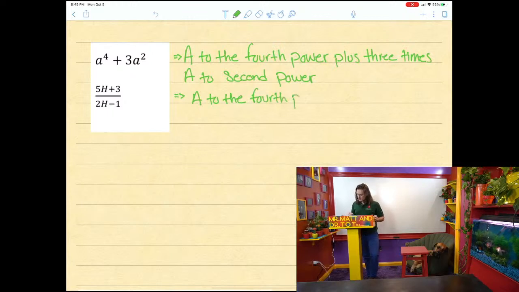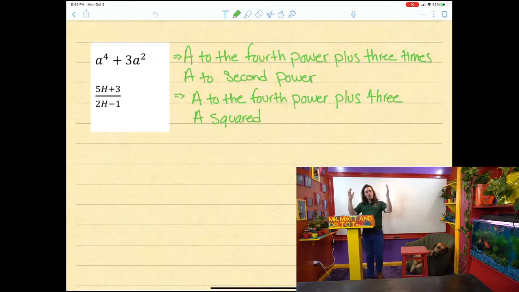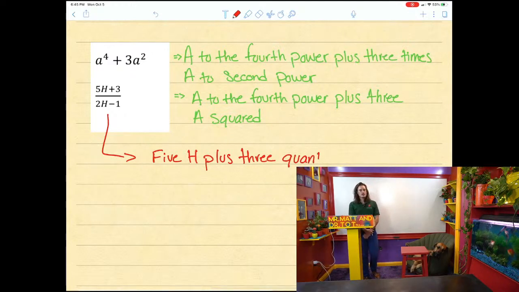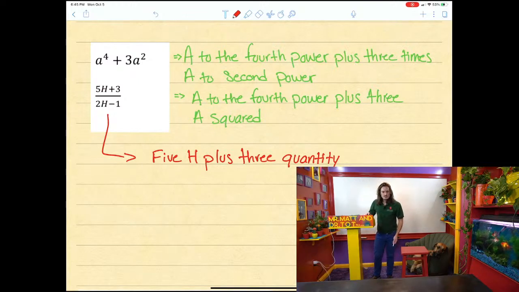For the second problem, I'll do that in red ink. So we have 5h plus 3. And we have a whole quantity, a whole binomial as a numerator. Those are two monomials separated by addition or subtraction. So we need to use the quantity to make it clear that it's everything in the numerator we just listed, divided by 2h minus 1. Okay, if you have any questions, please let me know.